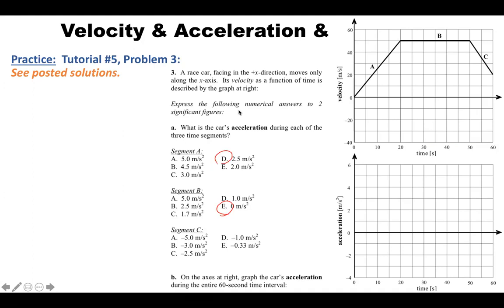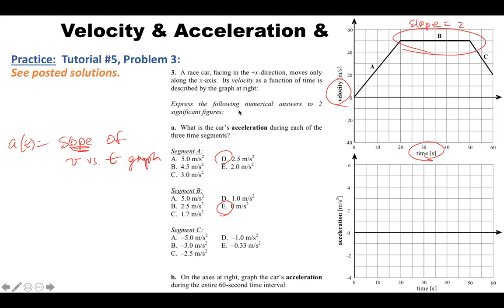Was there a faster way to do that? I think so. Remember what we just learned? When you have a graph of velocity versus time, then acceleration at any moment in time is equal to the slope of the velocity versus time graph. So what's the slope of this graph during time interval B? Looks like the slope is just equal to 0. So that tells me that the answer again is 0.